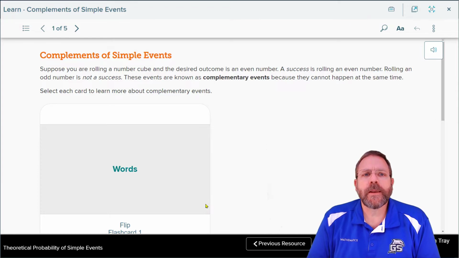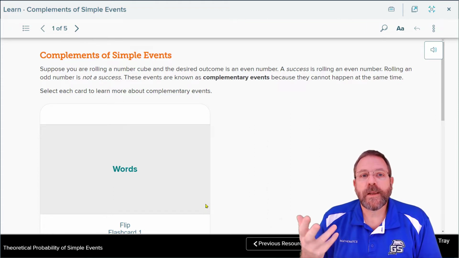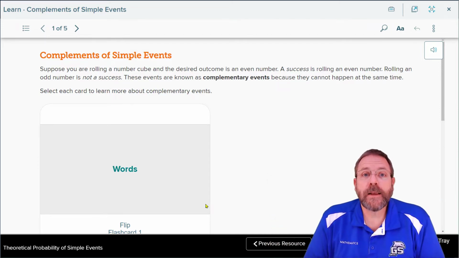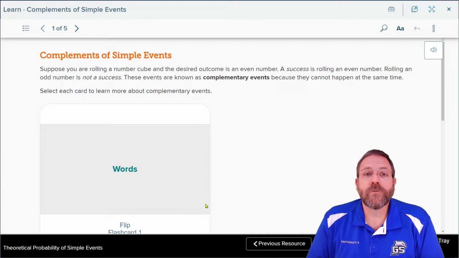Simply put, the complement of the simple event is not the event. So on that last problem we had, where we were finding the odds of getting a 1, the complement of that is what's the odds of not getting a 1. So if the 1 was the winning chances, what's the odds of losing would be that type of situation. Suppose you're rolling a number cube and the desired outcome is an even number.